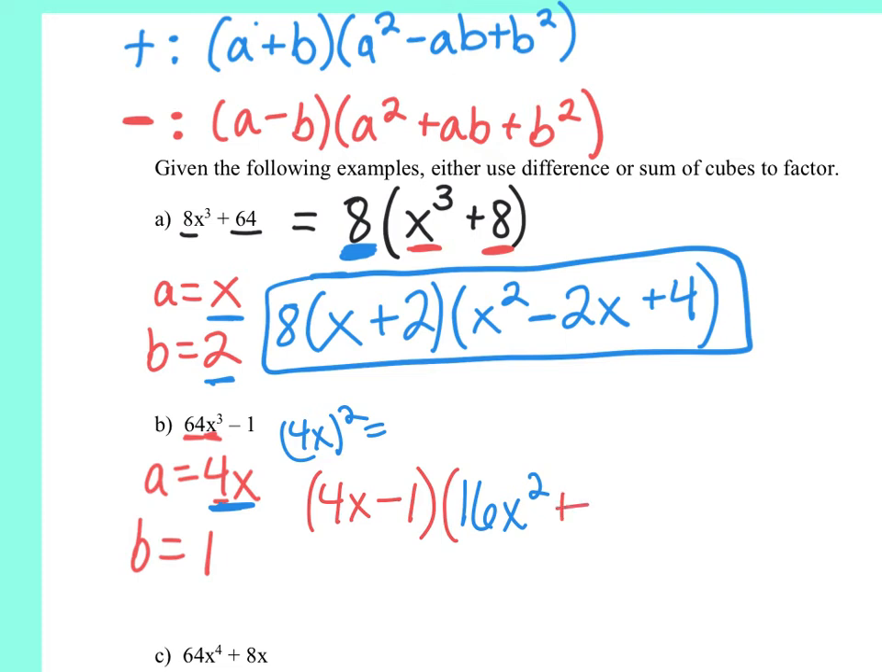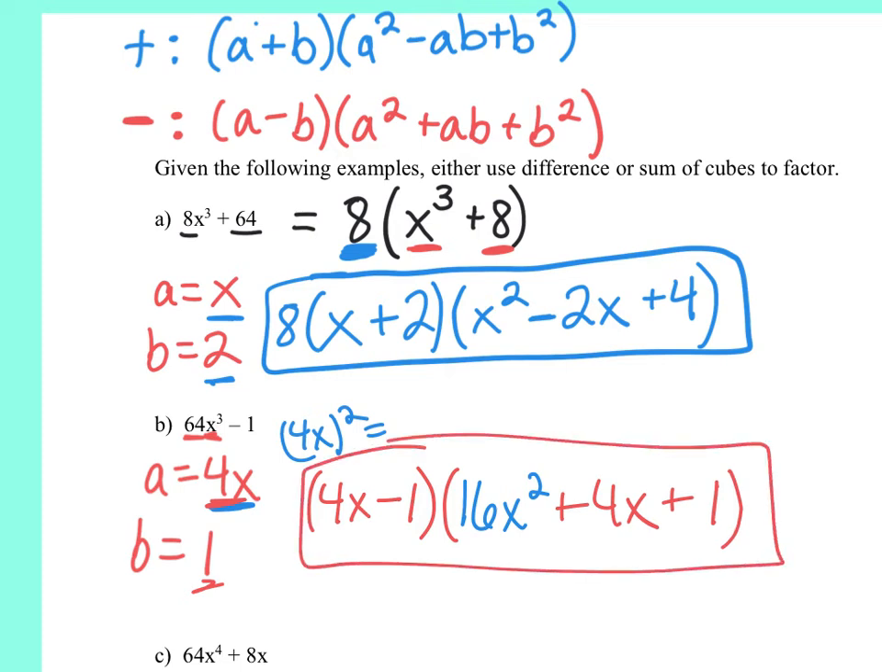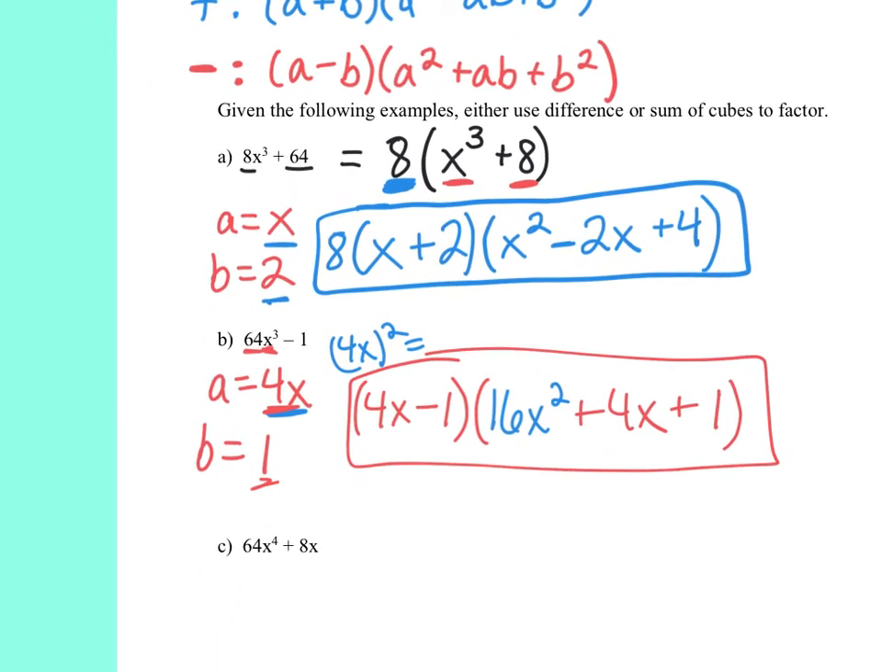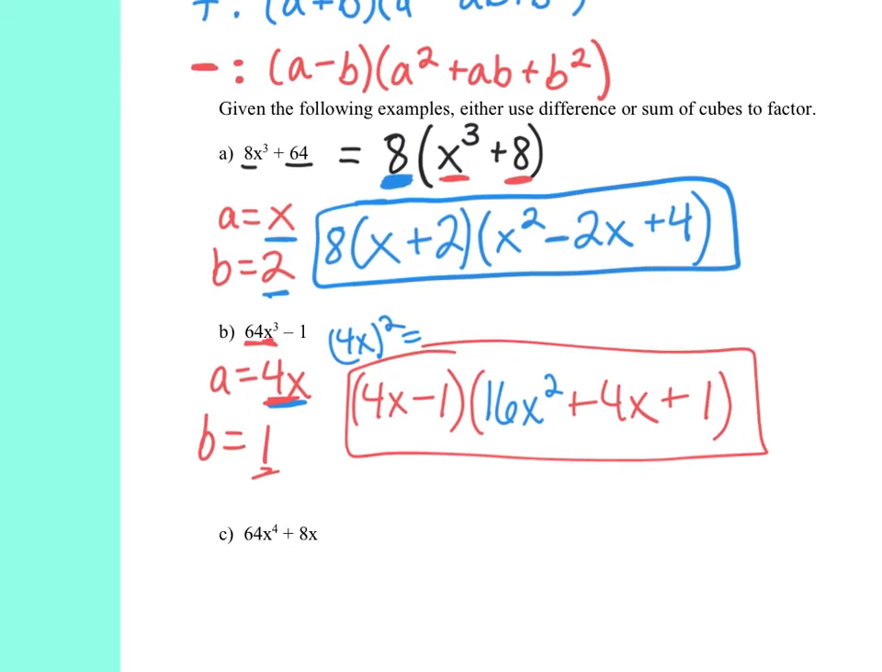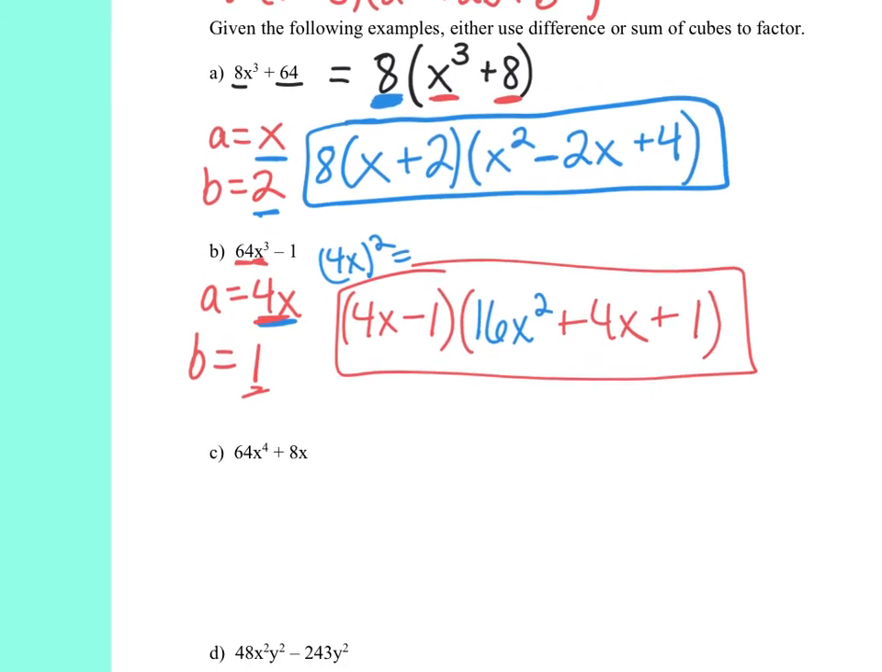Okay, good. And now we do a plus or a minus sign. Plus. So a times b is going to be 4x, because 4x times 1 is 4x. And then plus b squared is going to be 1. And that is it. Okay. Questions on that? Not too bad? Okay.